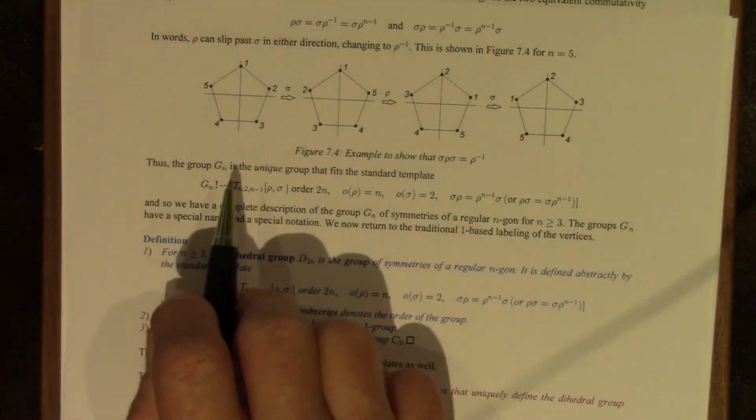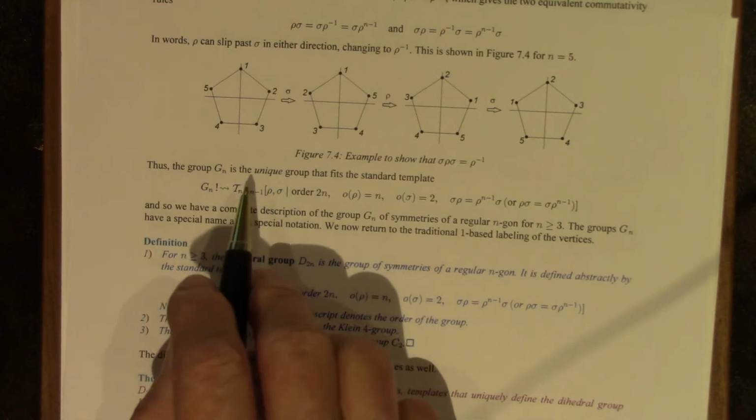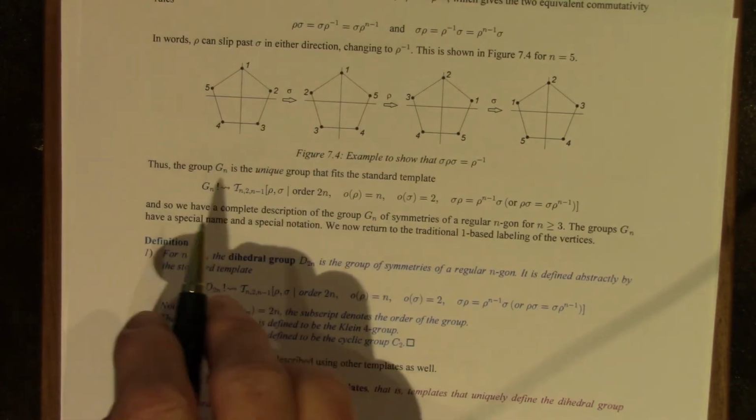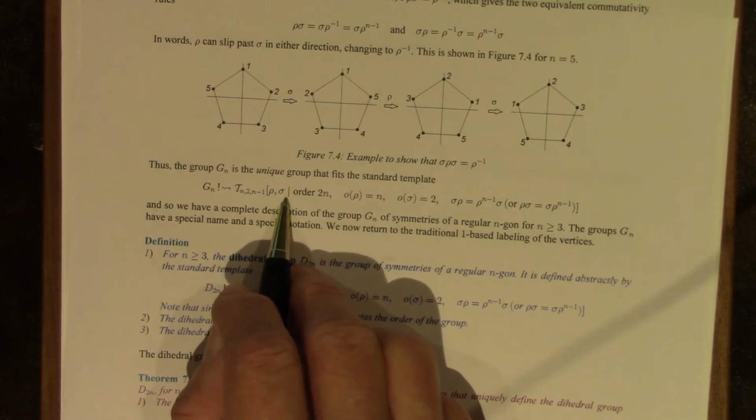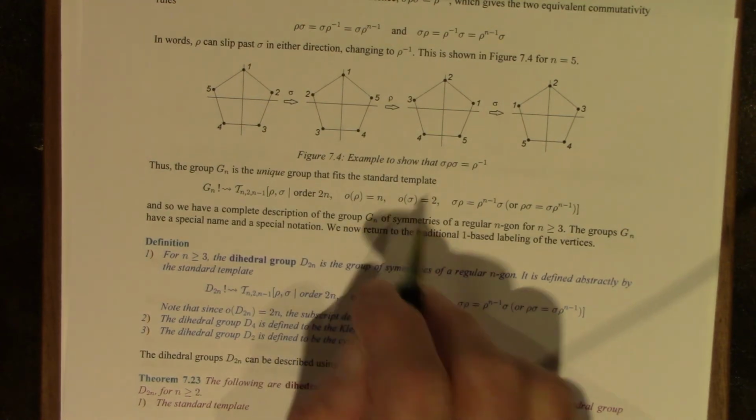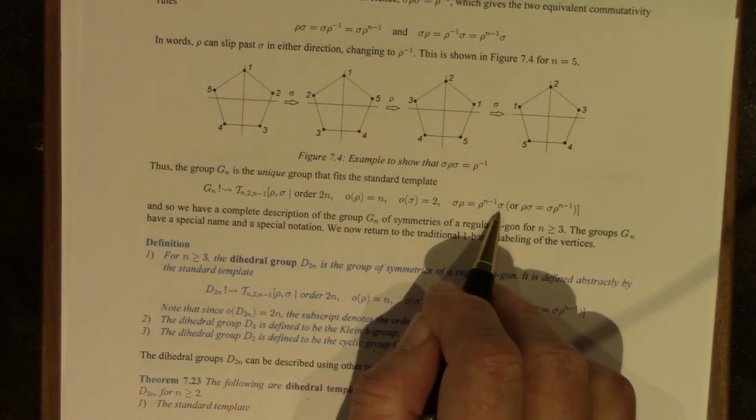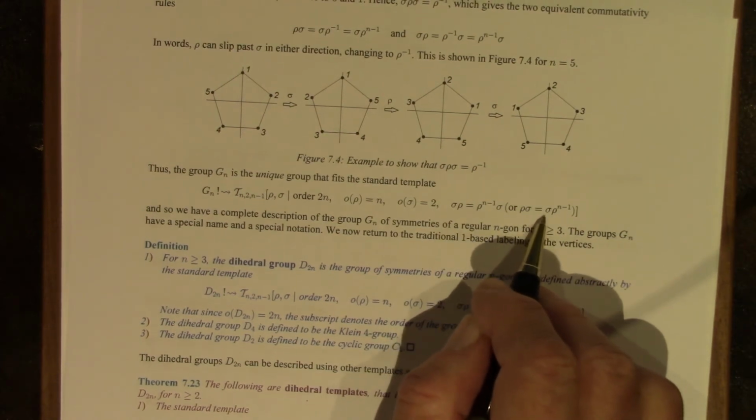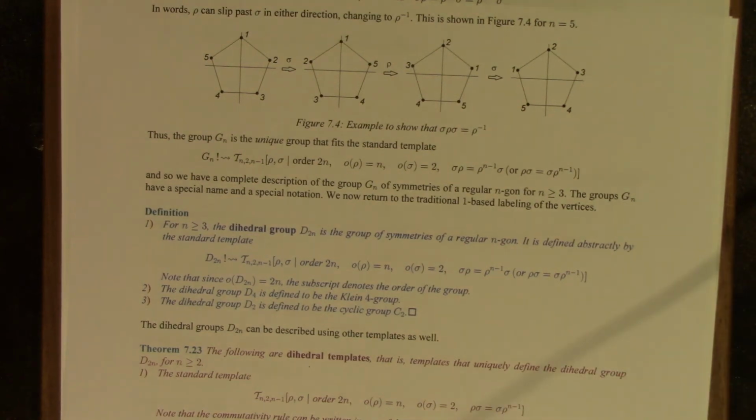So Gn, this symmetry group of the polygon with n vertices, is the unique group that fits the standard template Tn2 n minus 1, generated by rho and sigma, two elements. The order of the group is 2n, the order of rho is n, the order of sigma is 2. Commutativity rule: sigma rho equals rho to the n minus 1 sigma, or equivalently, rho sigma equals sigma rho to the n minus 1. Okay. So we have a complete description of the group Gn of symmetries of a regular n-gon for n bigger than or equal to 3.